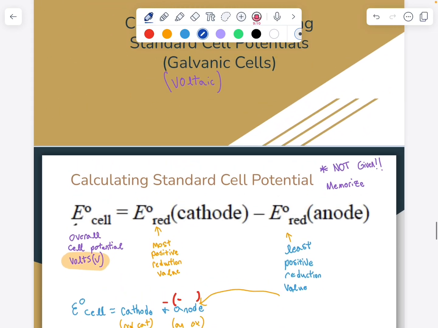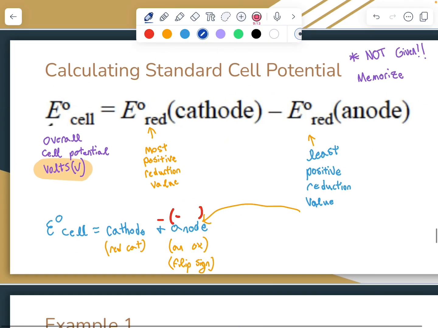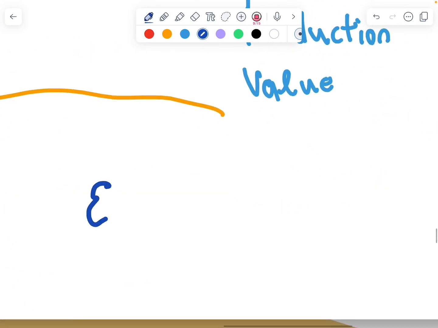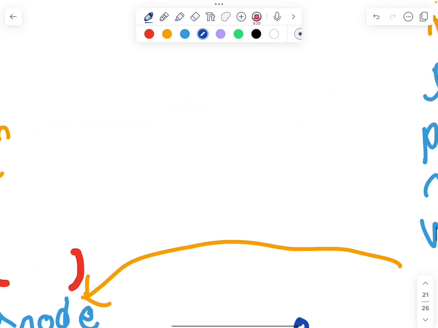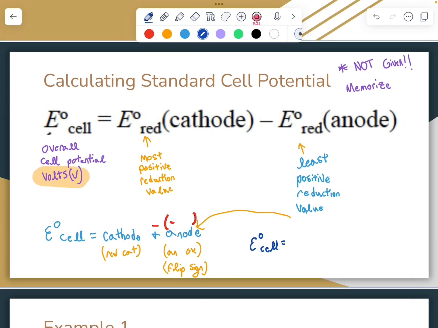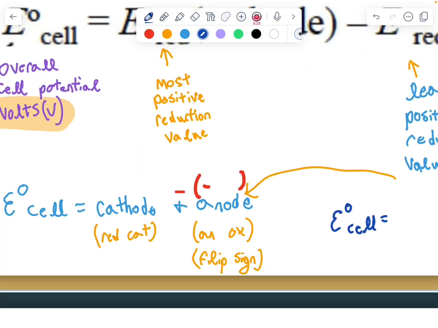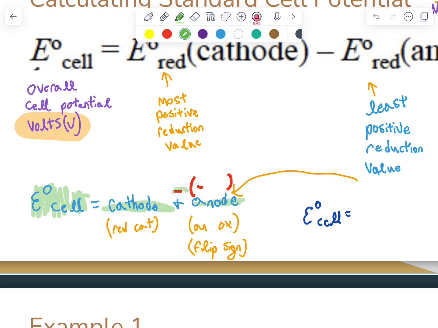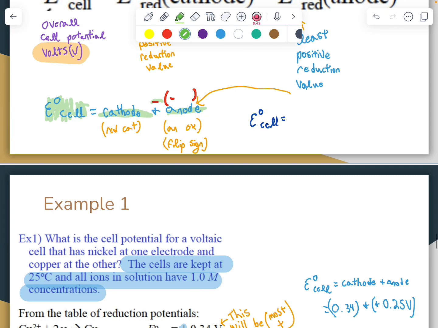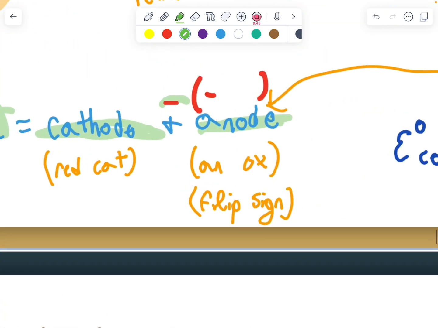So let's practice calculating. This is how we calculate the E cell, which is our overall cell potential, with both the anode and the cathode. It equals the reduction potential of the cathode minus the reduction potential of the anode. Always just remember cathode minus anode, or you can say plus anode, but you have to flip the sign, which I feel is a little more work. So I just do E cell equals the cathode minus the anode. It would be the reduction minus the oxidation, and you'd usually flip the sign, but if you're doing the minus, you don't have to flip the sign.